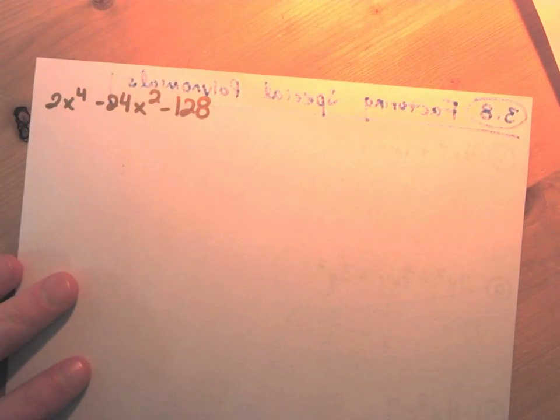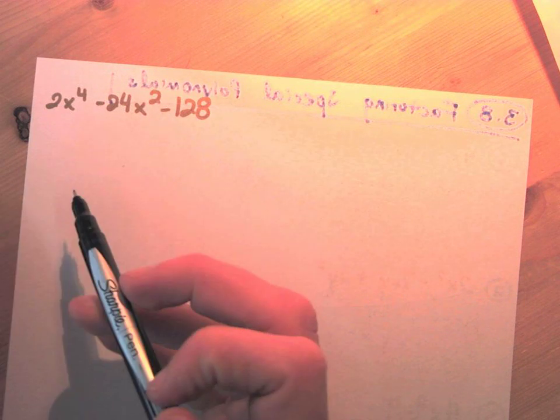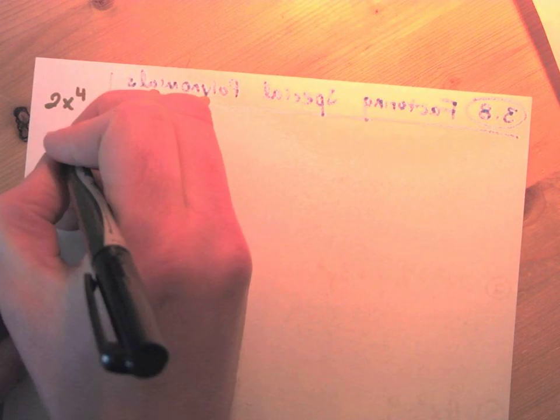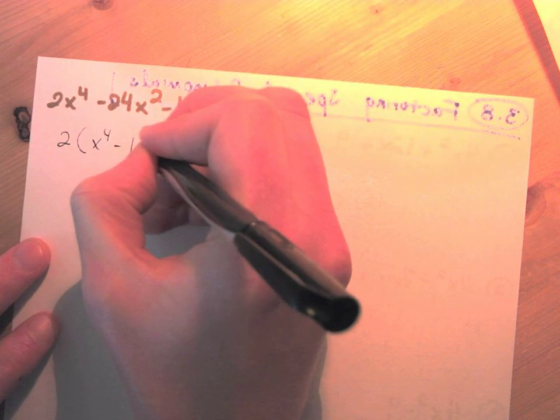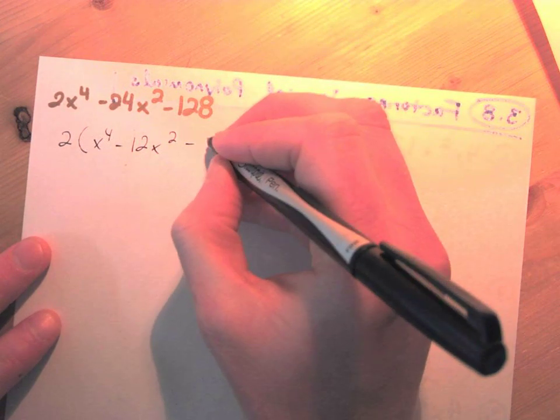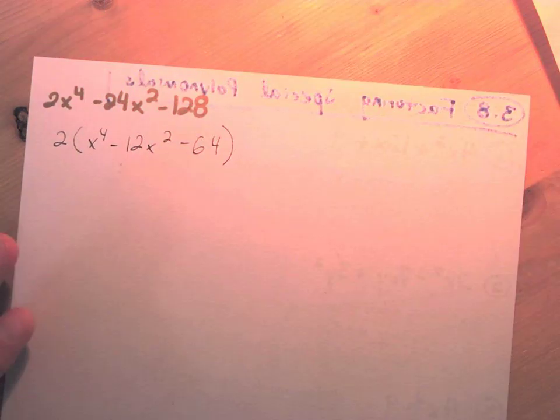This one right here. 2x to the 4th minus 24x squared minus 128. First step, is there a GCF? There is, so let's take that out. 2, which gives us an x to the 4th minus 12x squared minus 64, it looks like. Okay.